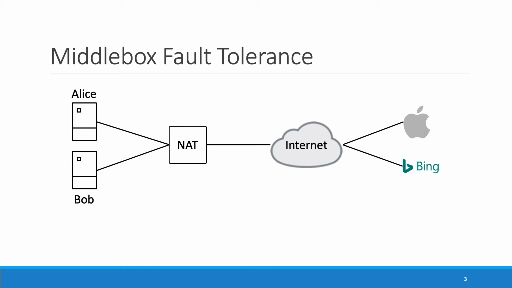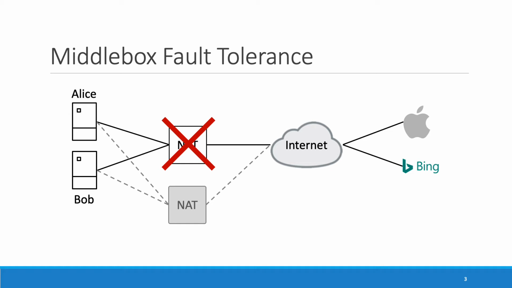The basic idea is to have a middlebox backup so that upon failure, traffic is redirected to this instance. In this example, upon the failure of the primary NAT, the traffic is redirected to the backup NAT, which resumes the NAT operation.